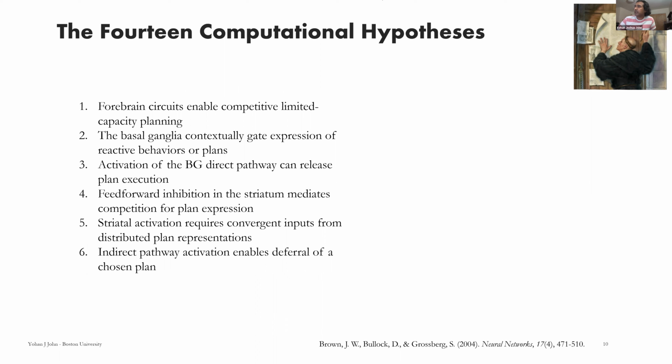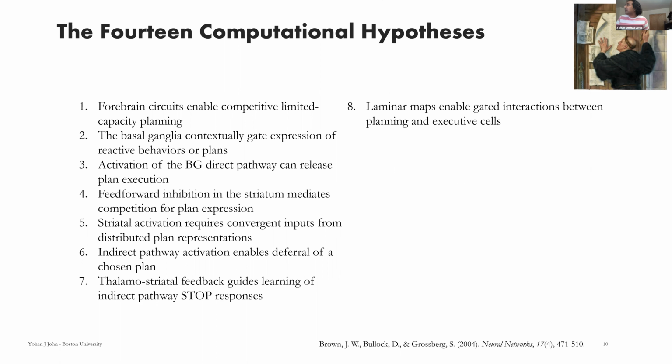The indirect pathway activation enables deferral of a chosen plan. So it's like the hold kind of signal. Thalamus-striatal feedback guides learning of indirect pathway stop responses. So this is really interesting, actually. It's a funny little technical issue, but they make use of the thalamic input back to the striatum, which many people rarely even talk about. But they have a good reason for it, to prevent sort of learned helplessness. But I think I have a bit about that later.